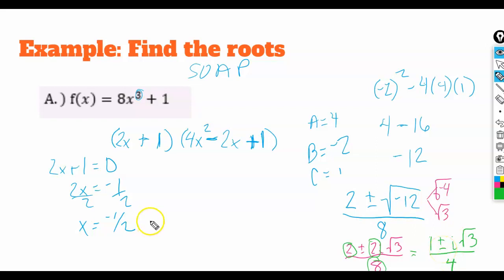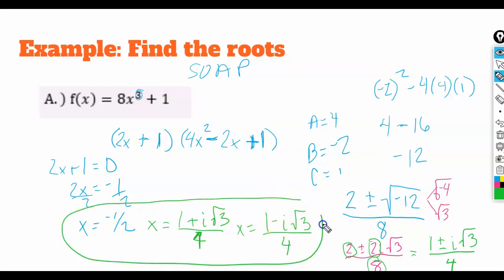I have x equals -1/2, x equals 1 plus i square root of 3 over 4. And I have x is equal to 1 minus i square root of 3 over 4. So now I was able to find all three roots, not just the rational root.